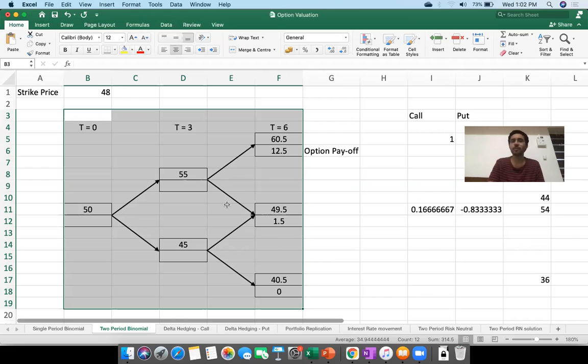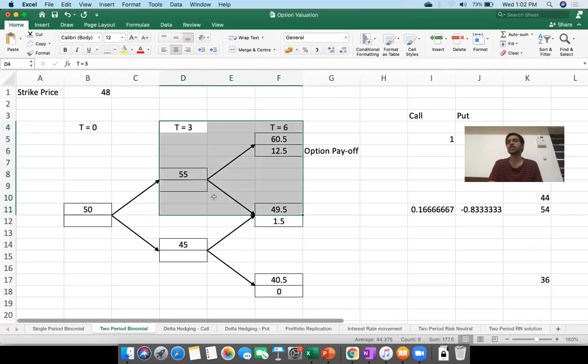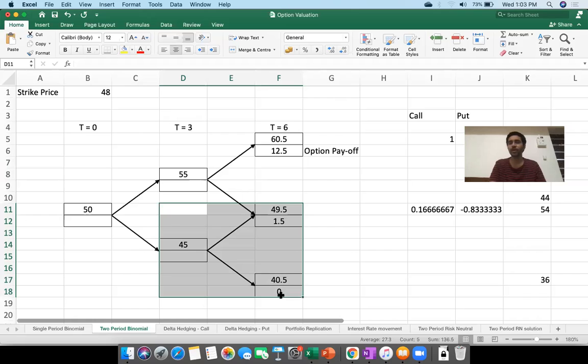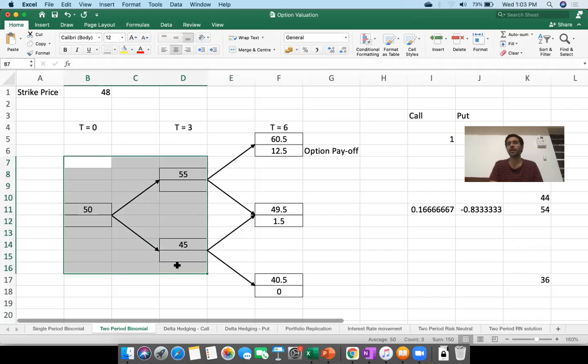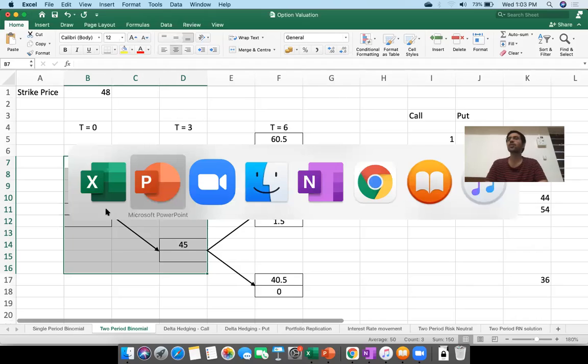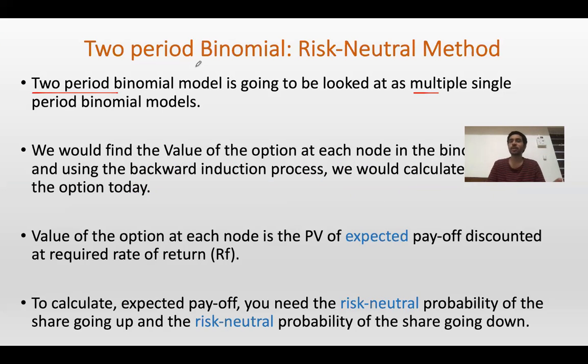The first one being from this portion where at 55 it can go up either to 60.5 or 49.5, the second one being the bottom node where the share price can go from 45 either to 49.5 or it can come down to 40.5. And the third single period binomial model is where the share price at t equal to 0 is 50 and it can move either to 55 or to 45 at t equal to 3. Okay, so we are going to look at the two period binomial model as multiple single period binomial models.